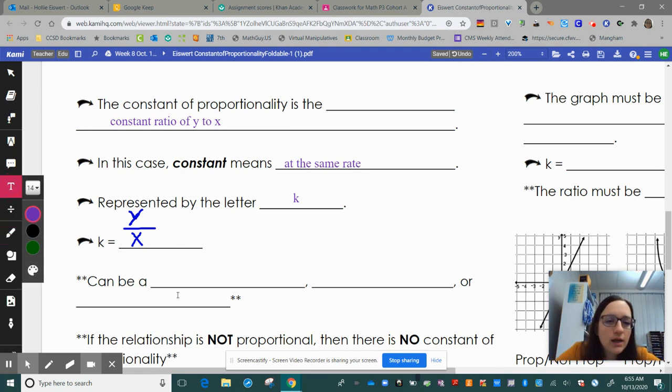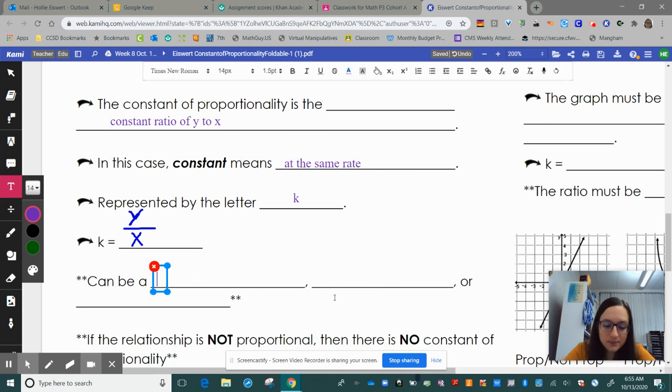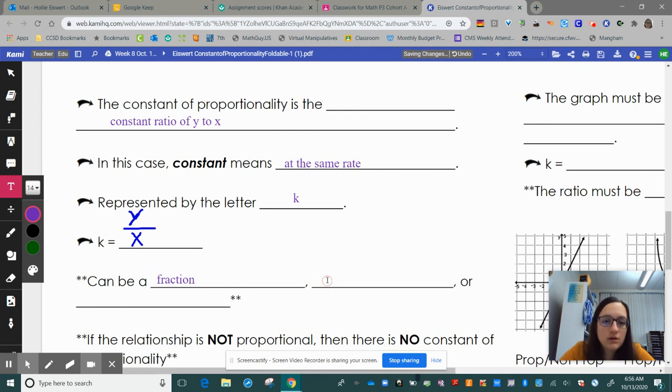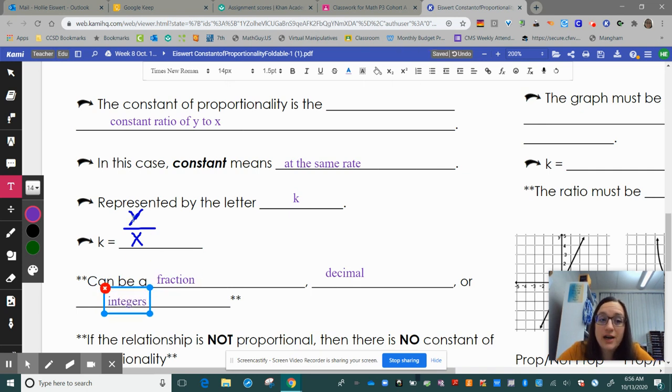All right. These numbers can be a fraction. It can be a decimal. And it can be an integer, our positive whole numbers, negative whole numbers, and zero. We can have fractions and fractions. We saw that with our complex fractions. We know how to work with those. Don't worry. Same thing with decimals. That's when we deal with money. Like when you buy candy bars every day, it's the same price. So it's a constant rate.